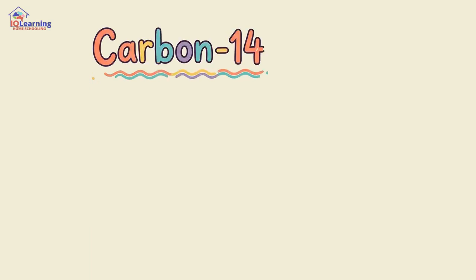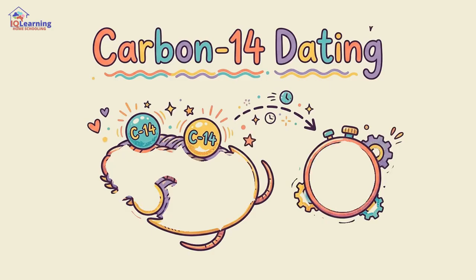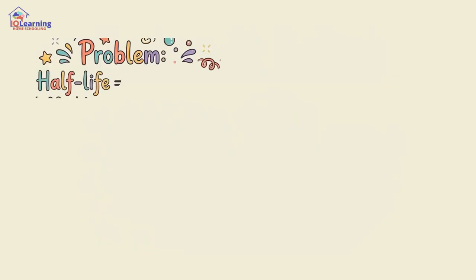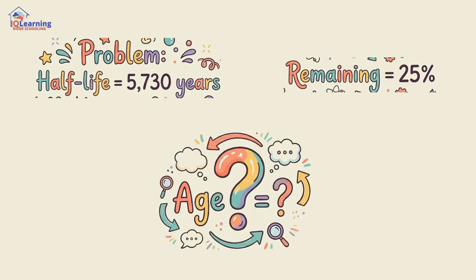Scientists can estimate the age of ancient fossils by measuring how much carbon-14 is still inside them. Carbon-14 slowly decays over time, so the amount remaining acts like a natural clock. Here's the problem. Carbon-14 has a half-life of 5,730 years, and a fossil has only 25% of its original carbon-14 remaining. How old is the fossil?